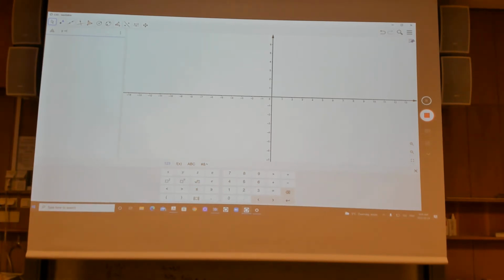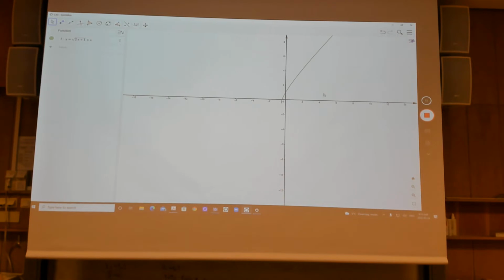I can type this exactly into this. So this one is 2x plus 1, then I have a plus x here. So that is the graph of this function. Yes? Show grids. Okay. Could you anticipate the graph would be like this somehow?